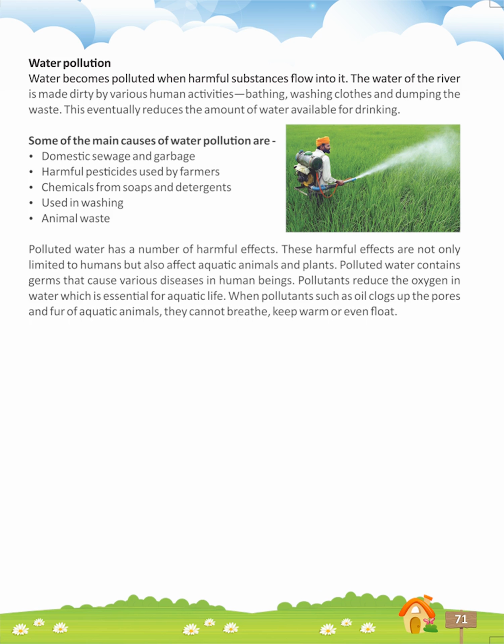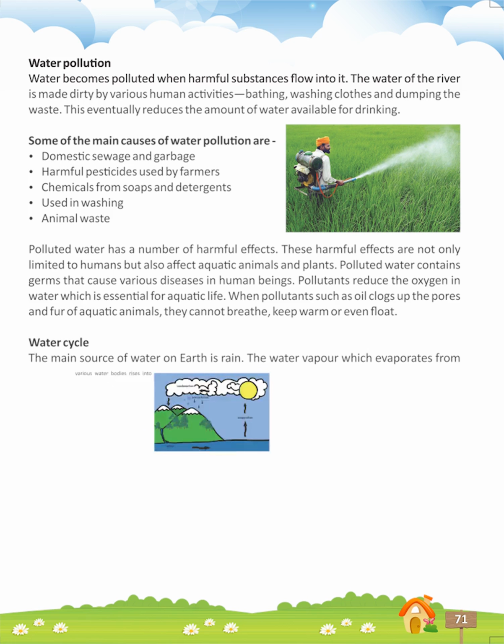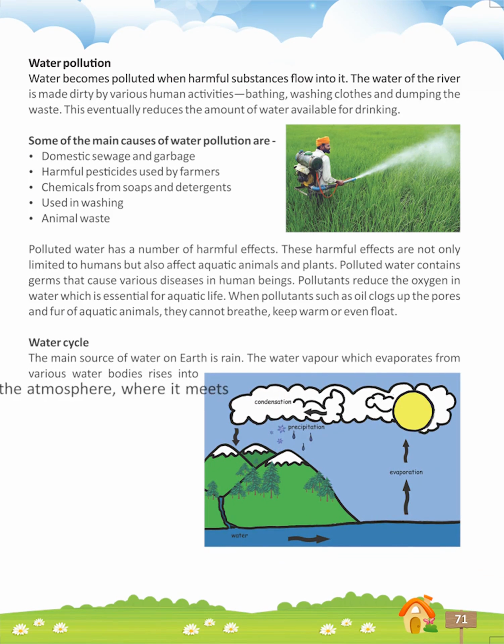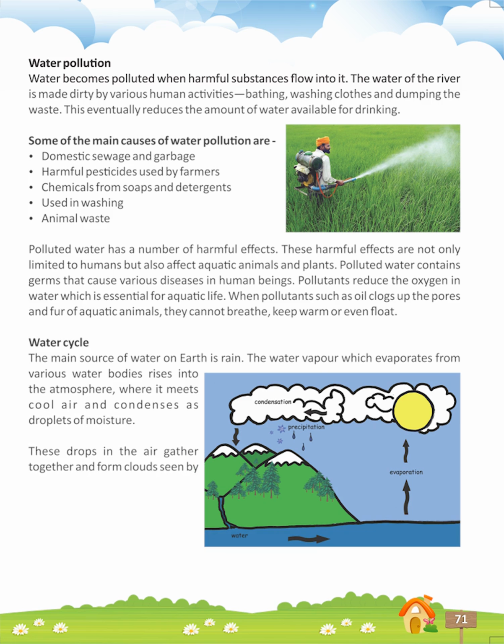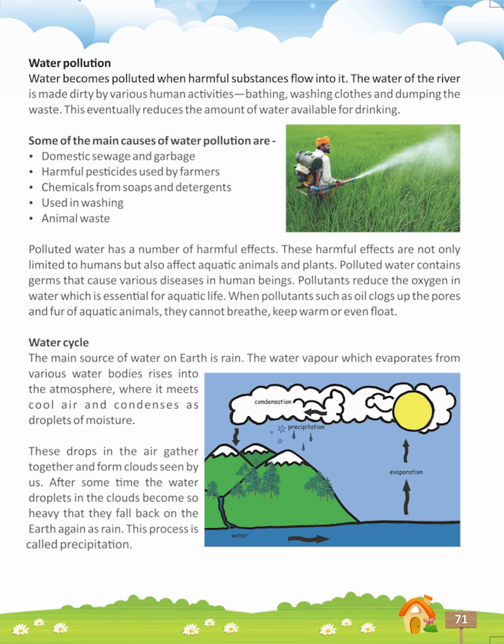Water cycle. The main source of water on earth is rain. The water vapor, which evaporates from various water bodies, rises into the atmosphere where it meets cool air and condenses as droplets of moisture. These drops in the air gather together and form clouds seen by us. After some time, the water droplets in the clouds become so heavy that they fall back on the earth again as rain. This process is called precipitation. Evaporation, condensation, precipitation.